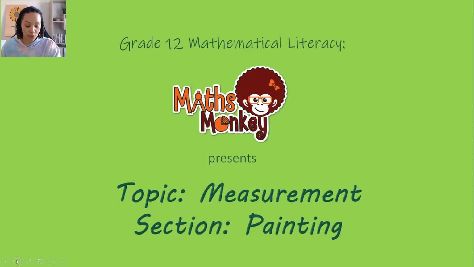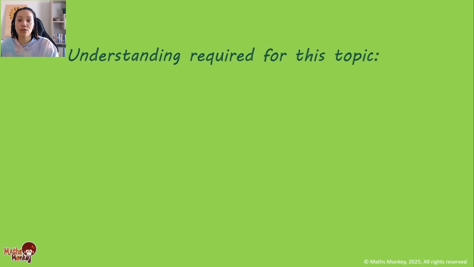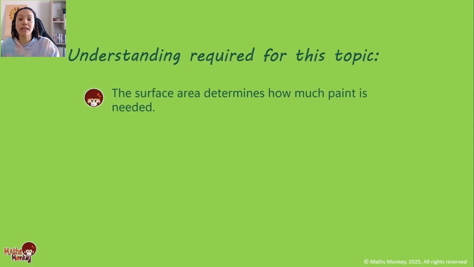Okay, so as you know, I always like to start with making sure that we all have the same baseline understanding. The first thing you need to understand to be able to excel and know what to do in this topic is that the surface area that you plan on painting and how big that is always determines how much paint you actually need. Obviously, the bigger the surface, the more paint you will need.